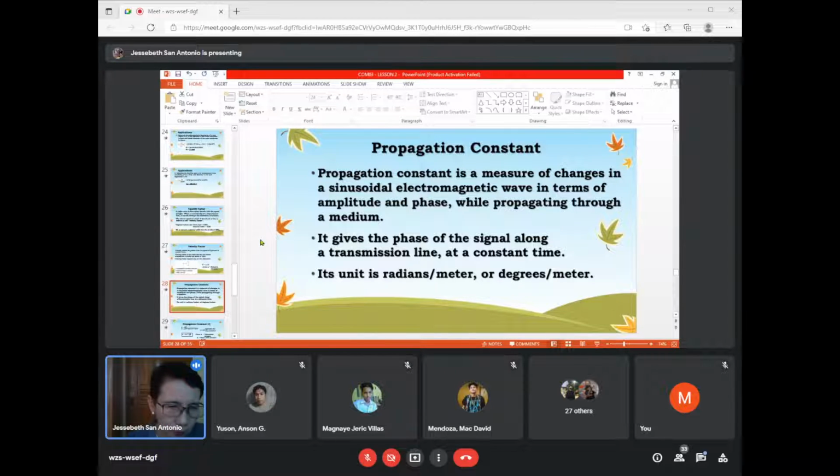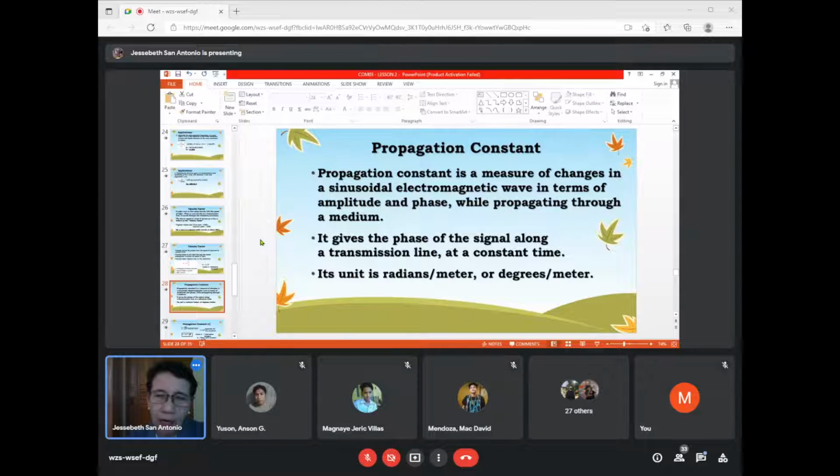We shall use in a little while the symbol sigma. So propagation constant is a measure of the changes in a sinusoidal electromagnetic wave in terms of amplitude and phase while propagating through a medium. So, walang kinalaman ng propagation constant sa velocity, no?